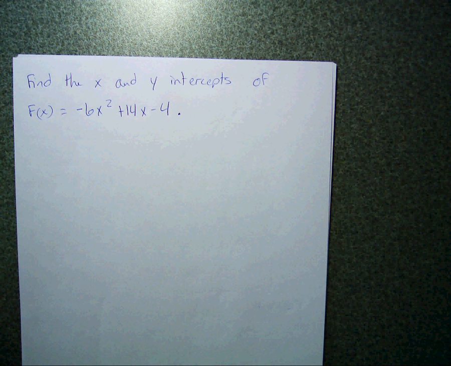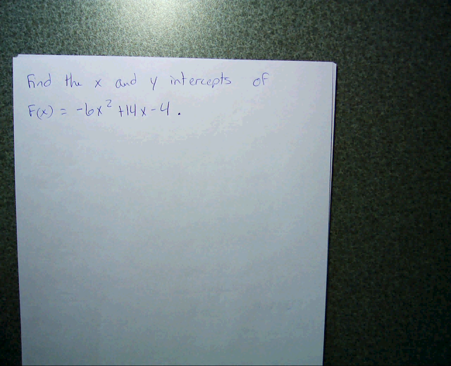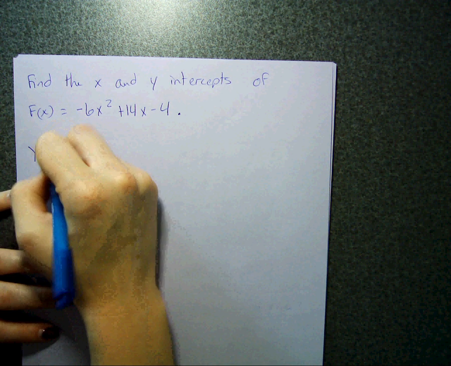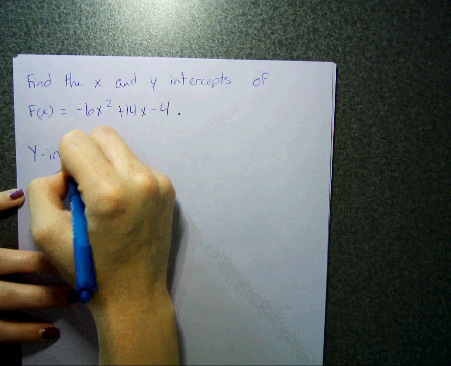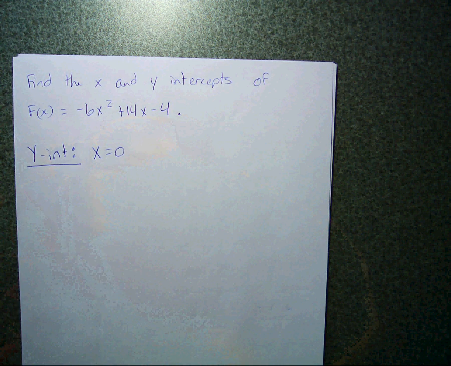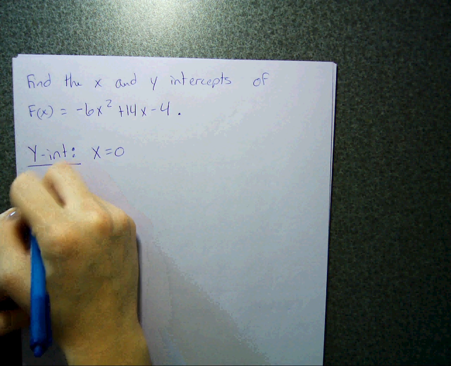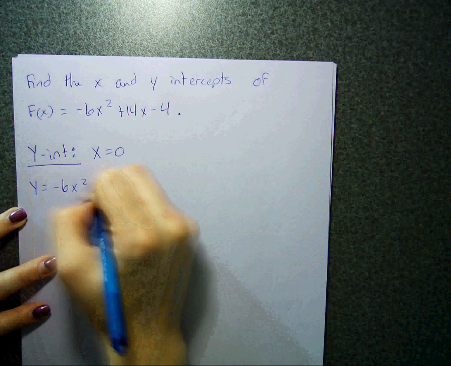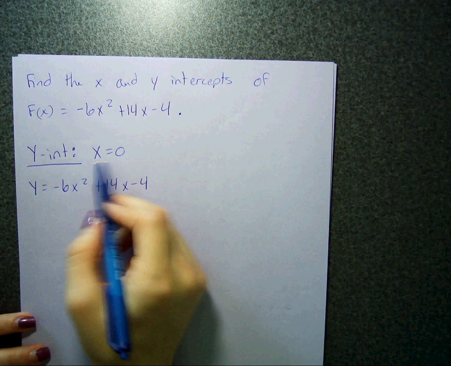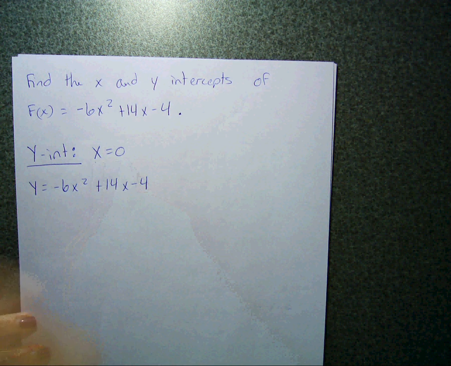All right, so I want to find the x and y intercepts of f of x equals negative 6x squared plus 14x minus 4. So I'm going to start off again first just by finding my y-intercept. And again, remember that x is equal to 0 at the y-intercept. So I have y equals negative 6x squared plus 14x minus 4. I know x is 0, so I'll plug that in to solve for y.